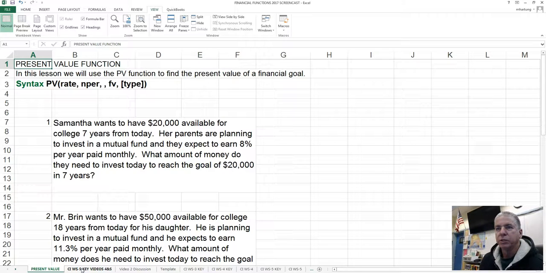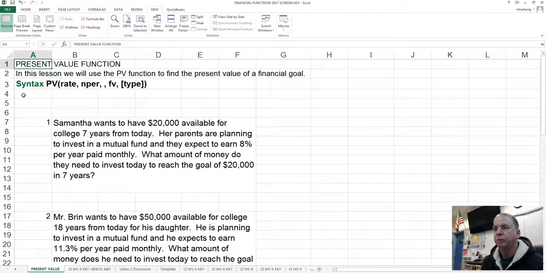So the first one we are going to start with is called the present value function. Present value, PV. There's our little lesson goal right there: in this lesson, we will use the PV function to find the present value of a financial goal. We want to use this knowledge to help us in a real life situation, which is that at some point you're going to want to have certain amounts of money available to you, whether it be to buy a car, go to college, or plan years down the road for retirement. So it's important to know, how much do I need to start saving today to have a certain amount of money available in the future.